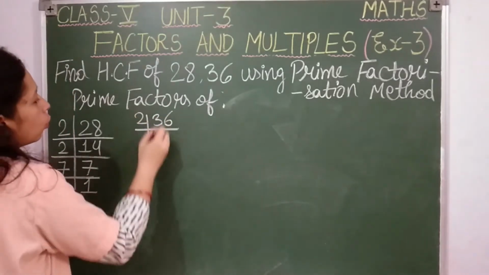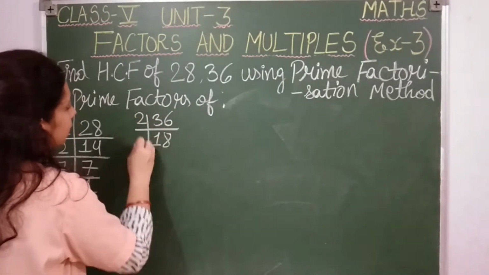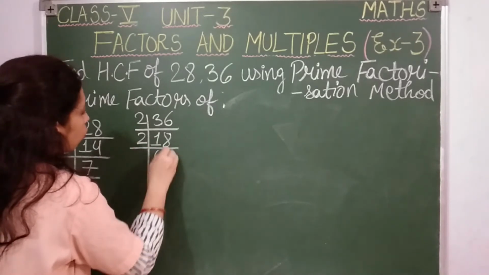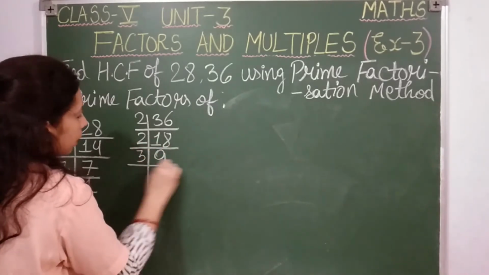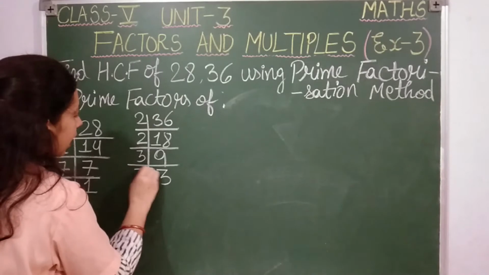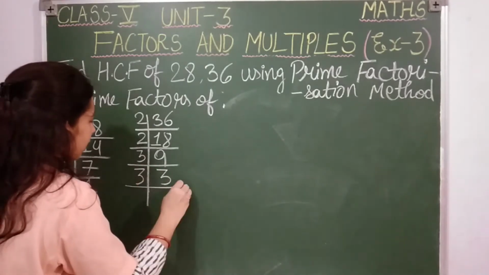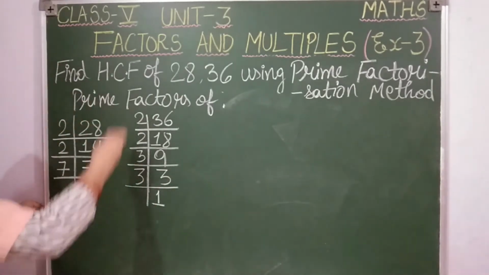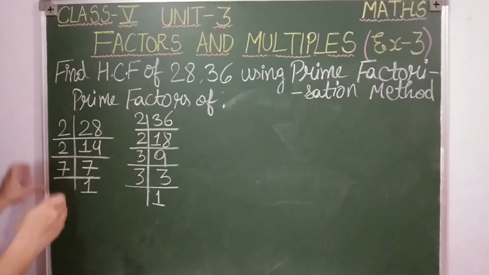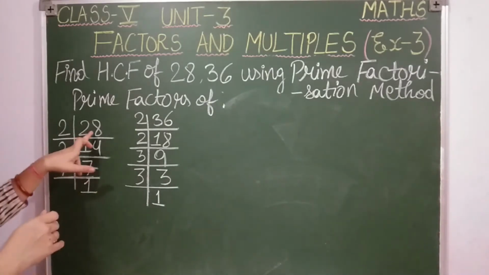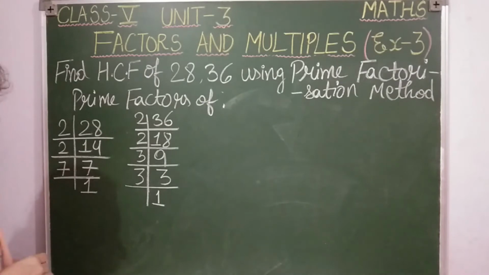So with 2, 2 ones are 2, 2 eights are 16, then again 18 will be divided with 2, 2 nines are 18, then 9 will be divided with 3, 3 threes are 9, then 3 will be divided with itself, 3 ones are 3. Okay, so I got the product of prime numbers or prime factors for the given numbers.